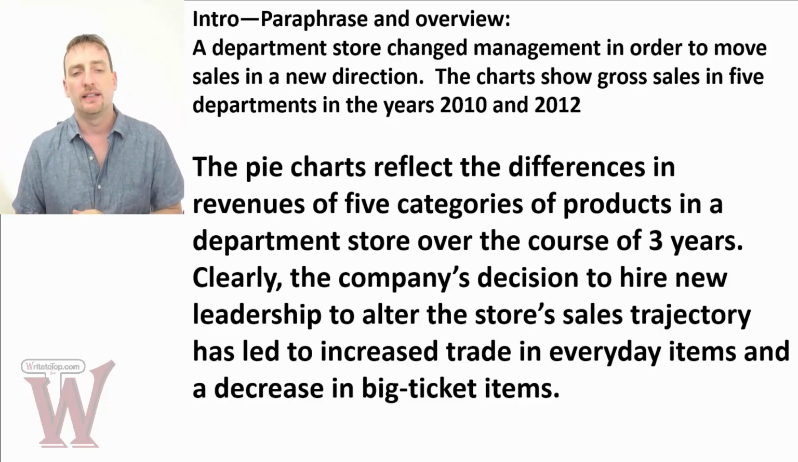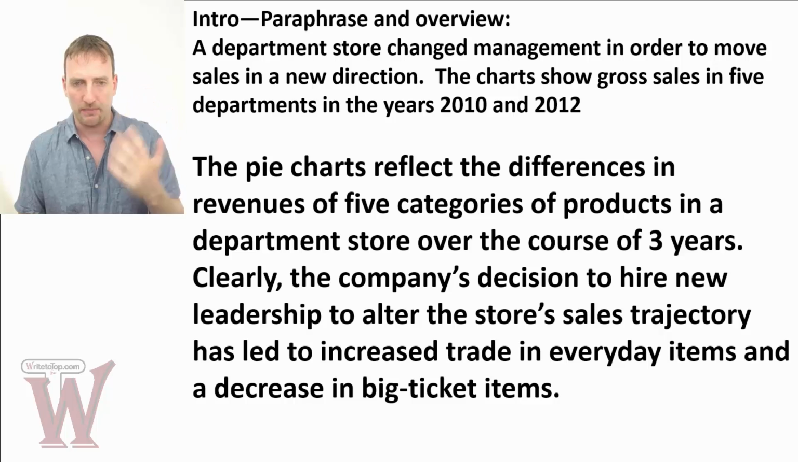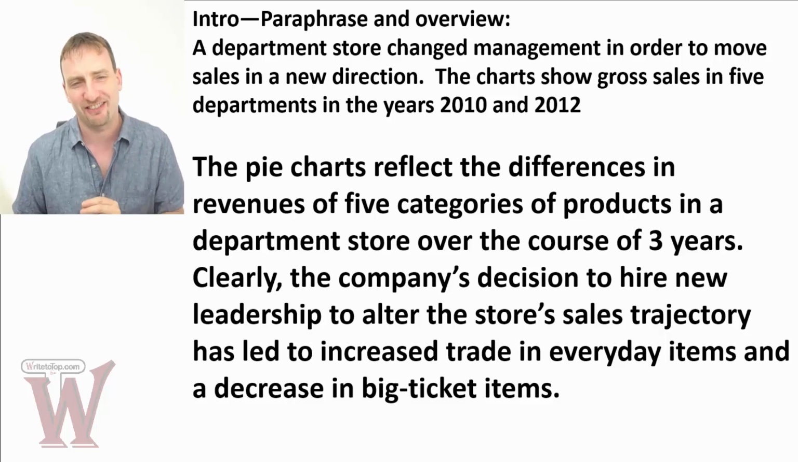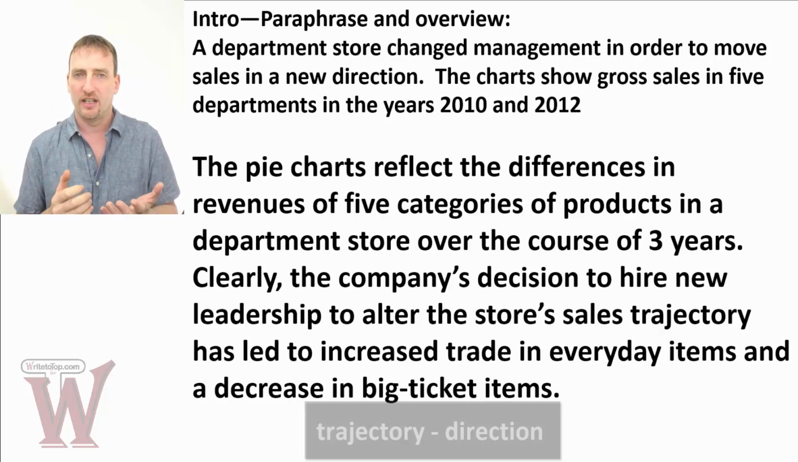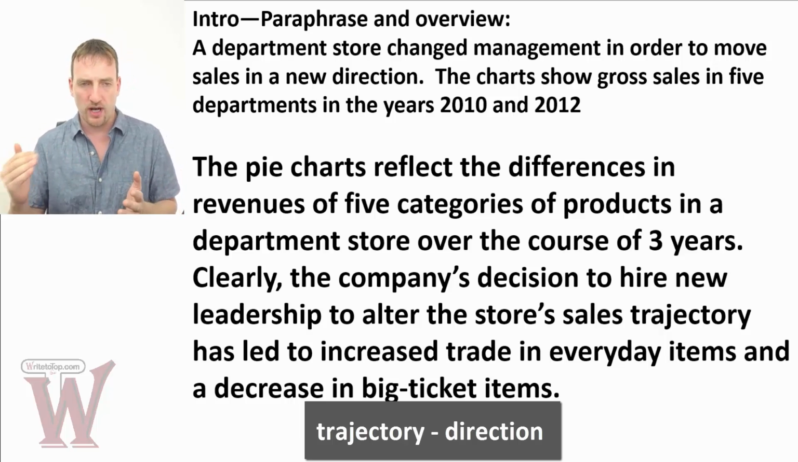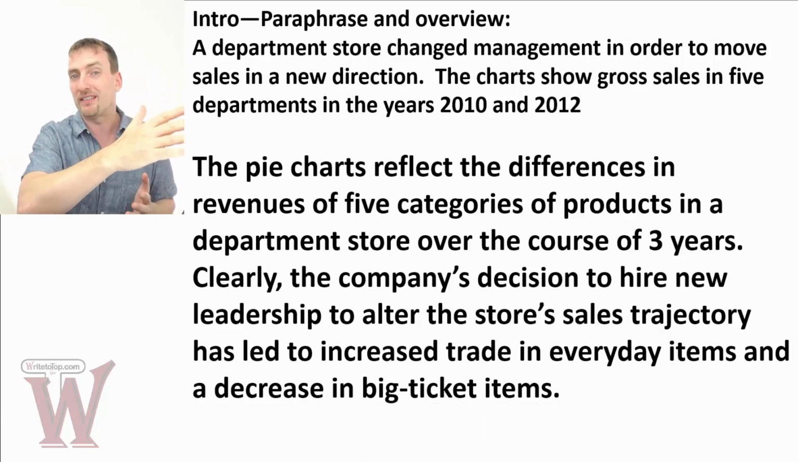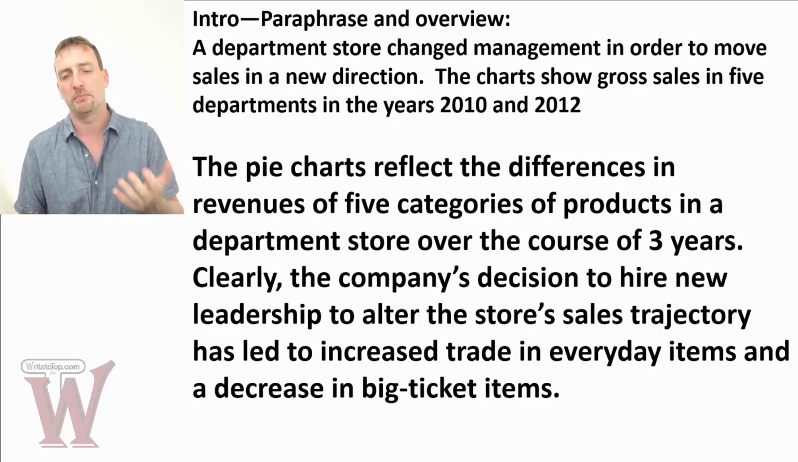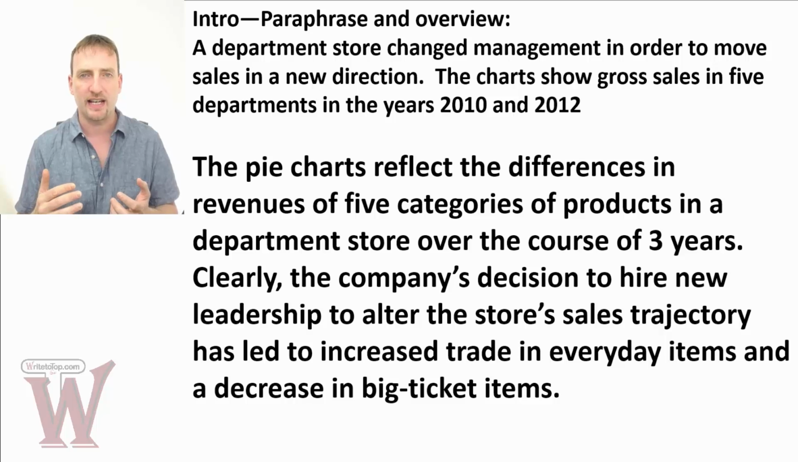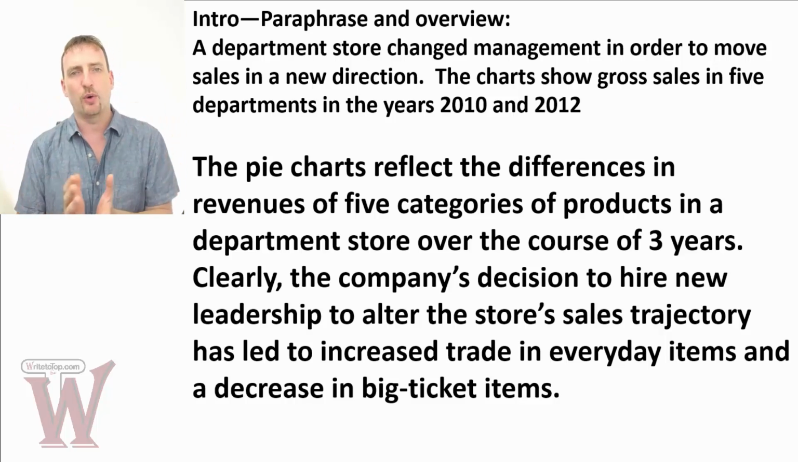So 3 years. Now, clearly, the company's decision to hire new leadership, which was mentioned in the task, so I'm not making it up, to alter the store's sales trajectory, it's a difficult word to say. Now, I'm not making any of this up, right? Alter, change the store's sales trajectory. This word means direction, okay? So they want, instead of going this way, electronics and big ticket items, they want to go this way, more small everyday items, has led to increased trade in everyday items and a decrease in big ticket items. Those are my 2 categories now. This is what has happened, and this is my overall statement.